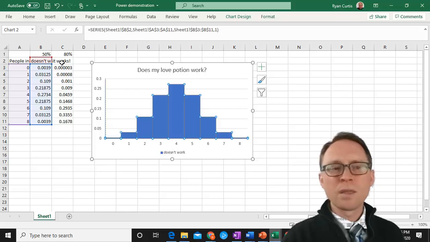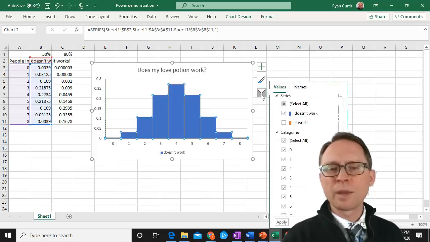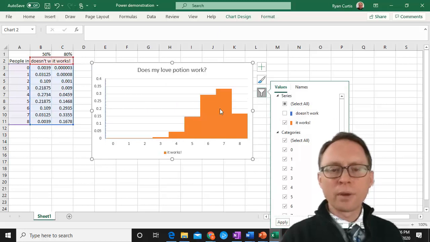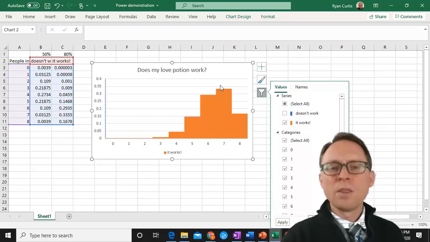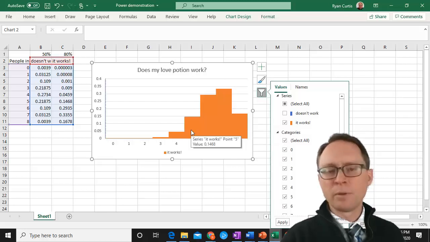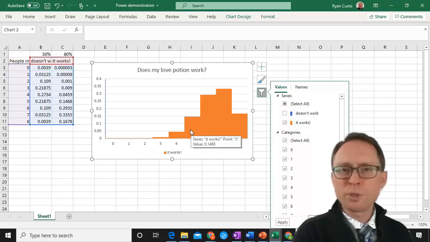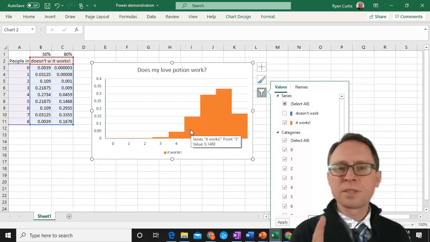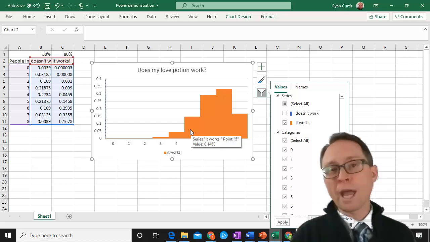But could it be that if it works, we wouldn't get 7 or 8 people? Let me show you what I mean. I'm going to show you the graph of the other distribution. This is if my love potion works. The probability of 5 people falling in love, if my love potion does work, is 14%. But we've already determined in that other distribution that we are not going to reject the null hypothesis unless we get 7 or 8 people.